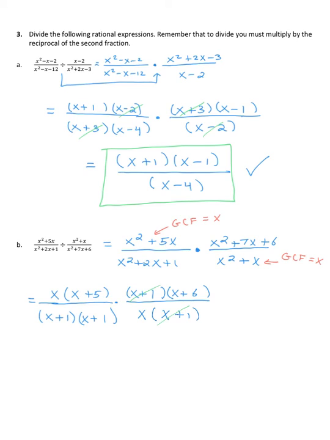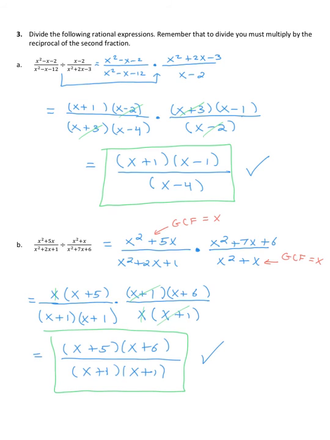I see that there is not much else. There is this x and that x, but that is all. Left over in the numerator, I have x plus 5 times x plus 6, and in the denominator, I have x plus 1 and x plus 1. So those things actually did not cancel, so they are left over, and this is my answer.